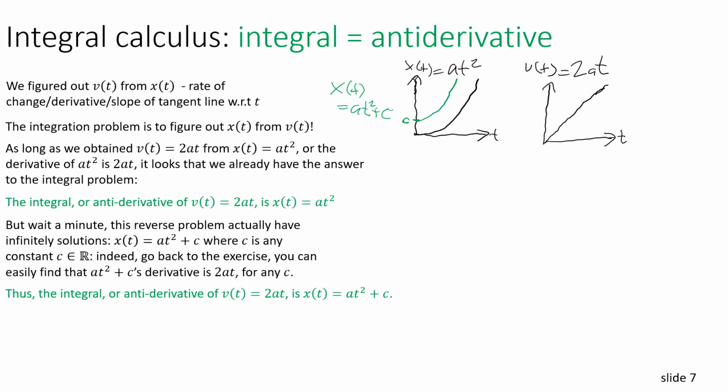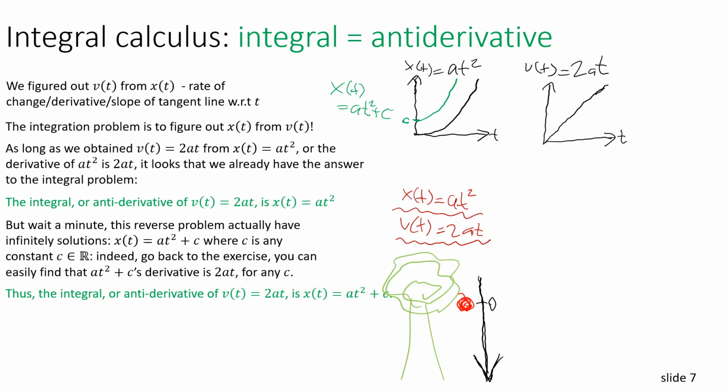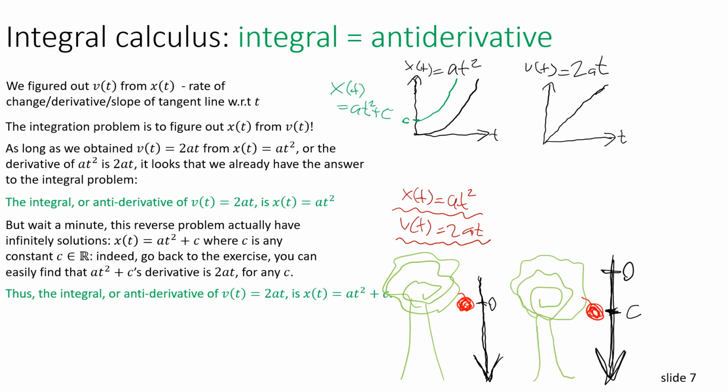Now, we can also find this situation out from physics. So let's go back to our falling apple example. We have x of t equals at squared and v of t equals 2at. Now, what if we have another coordinate system where the origin is higher and the starting point of our apple is now this c? Then you will just have this new coordinate system as shown here, where x of t equals at squared plus c.